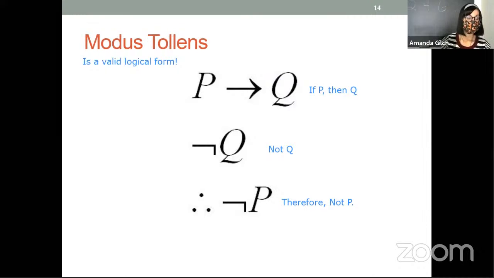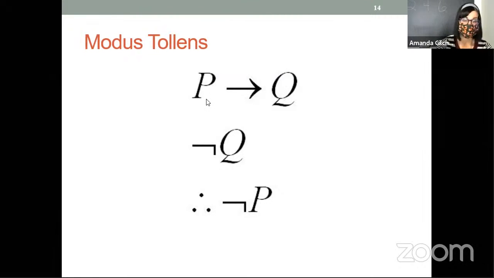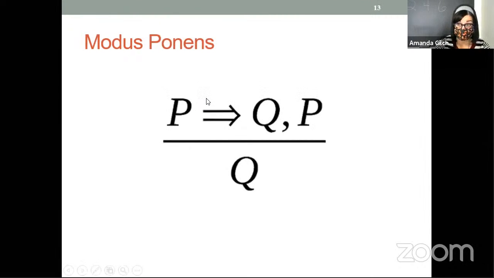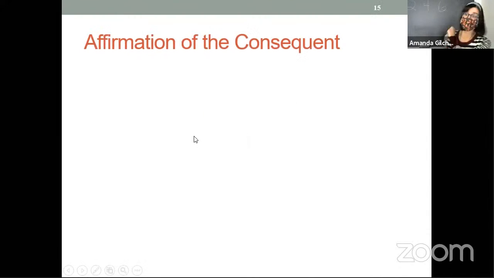Okay, so now we're going to look at a few other examples. So let me go ahead and clear these annotations. So now we're going to look at some different logical forms. Again, we're going to talk about four major forms. So we've talked about modus ponens, which is valid. We've talked about modus tollens, which is also valid. Now we're going to talk about something called affirmation of the consequent.